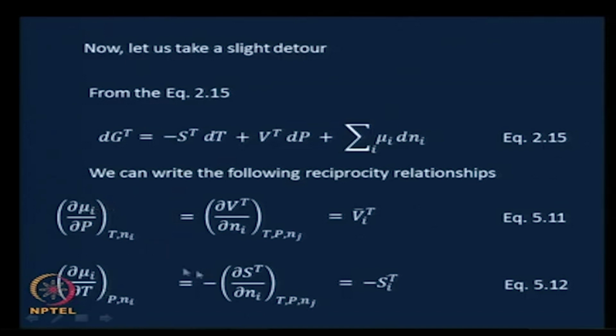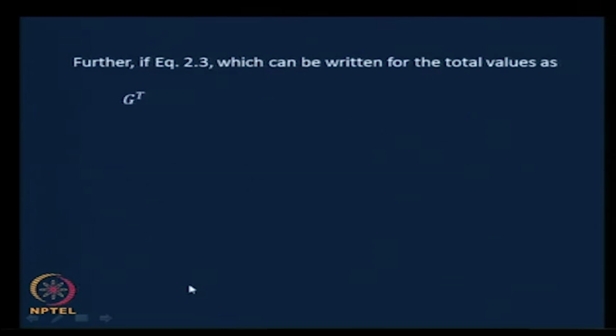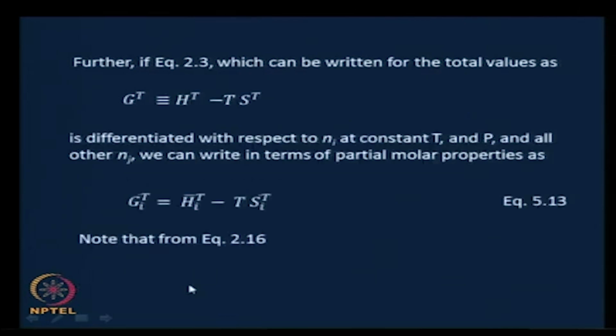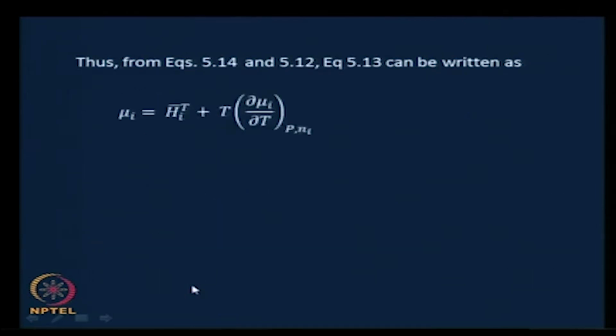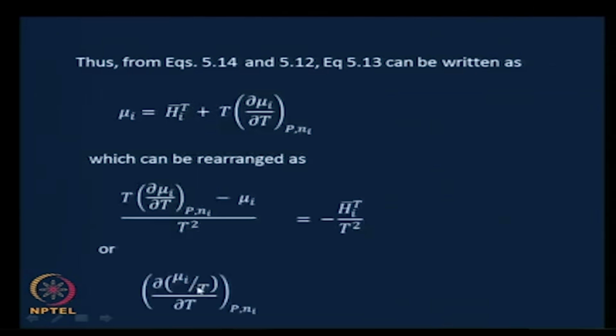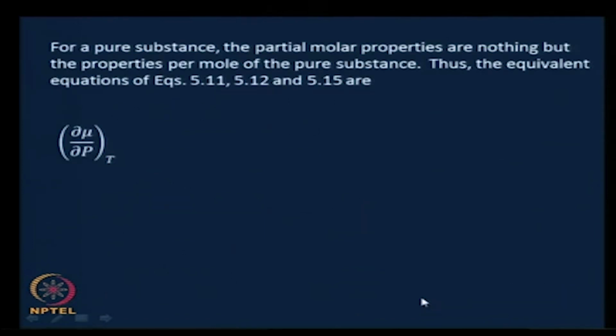We will write that again, therefore, we will take a look at that, and then we also derived dou (mu i by T) by dou T at constant P, ni equals minus Hi by T squared. So, this is where we left off in the last class.